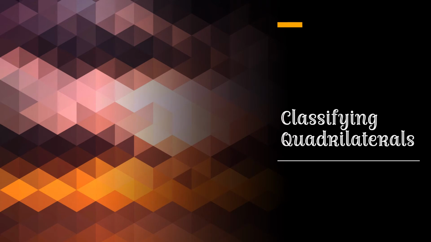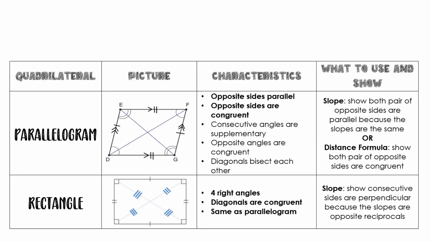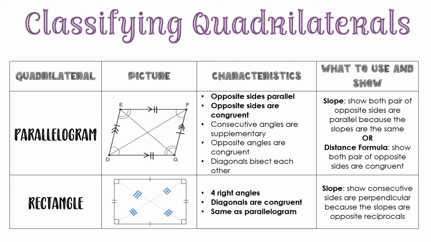Last part of this unit is classifying quadrilaterals. We are going to focus on parallelograms, rectangles, rhombuses, and squares. So let's review their characteristics and what we know about those four quadrilaterals. So the general term quadrilateral means four sides.